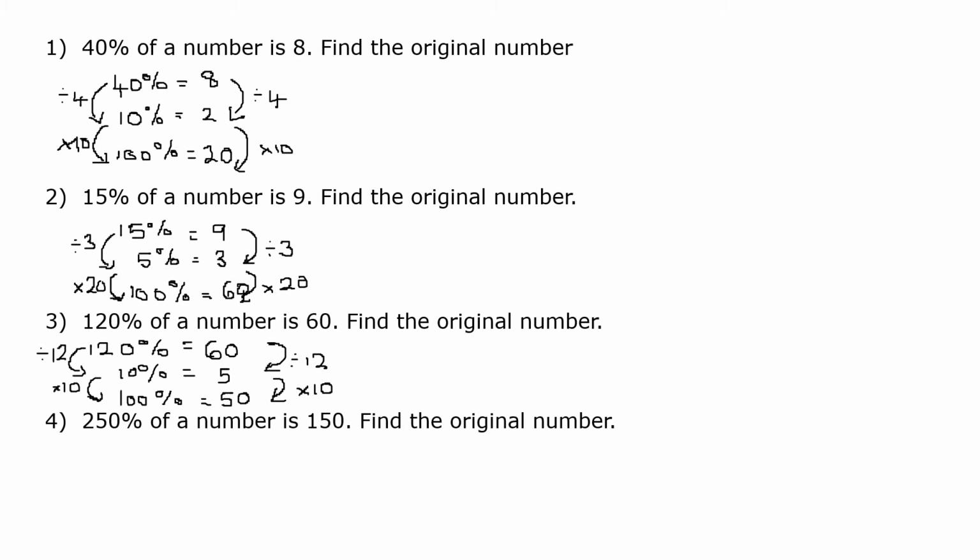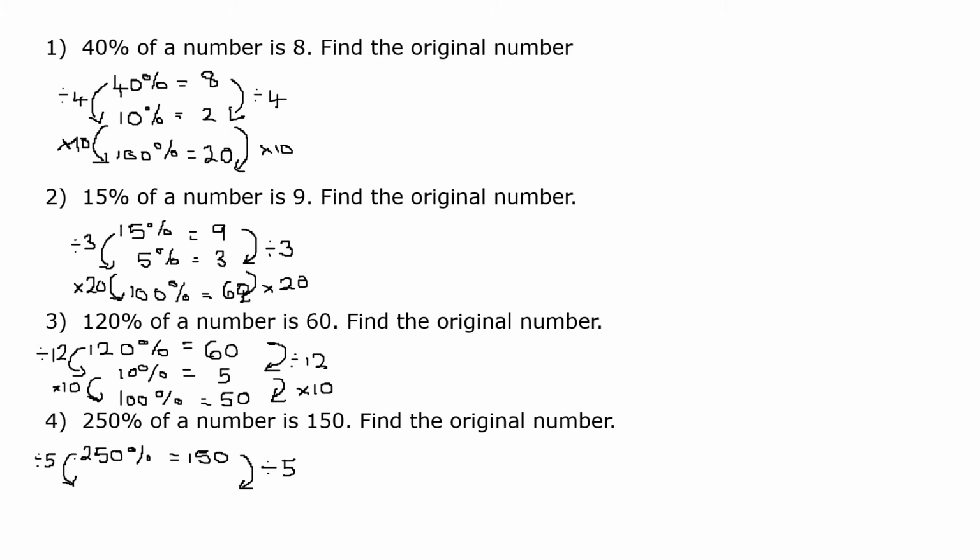Now 250% of a number is 150. Find the original number. Now this is a multiple of 50. So to get from 250 to 50%, I'm going to divide by 5. You could go to 10% because it is also a multiple of 10, but that's not going to be quite so easy in a non-calculator paper.